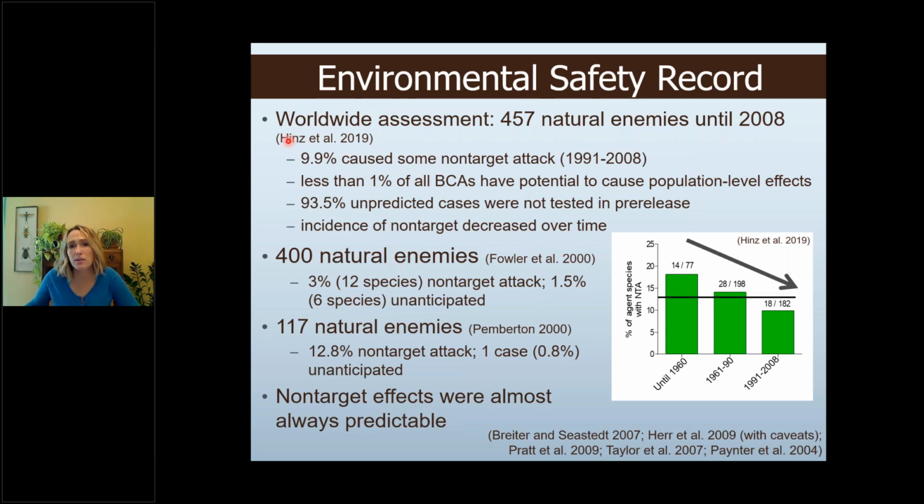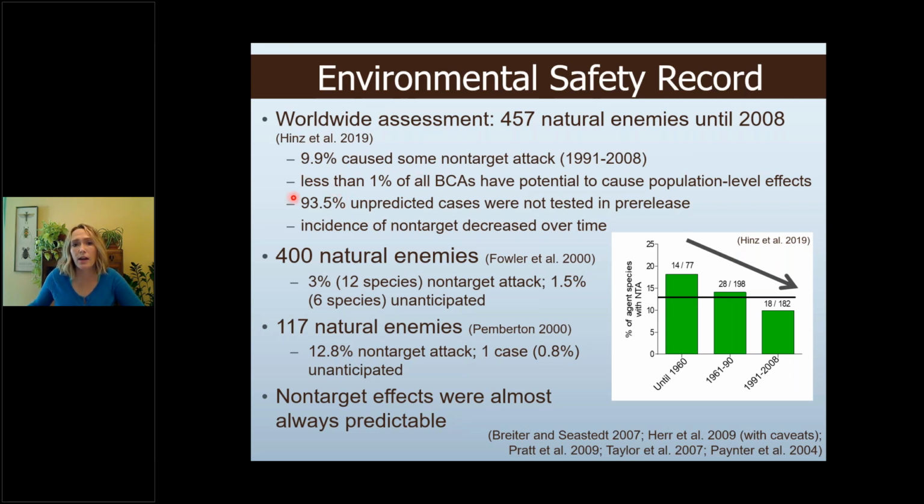A new study came out in 2019 by Hinz et al., where they looked at 457 natural enemies. And of those 457, they found that less than 10% showed some non-target attack. Now, that non-target attack could be something as simple as feeding, so nibbling on plants. But when they looked a little bit deeper, what they found was that less than 1% of those non-target effects actually cause population impacts to that non-target. And so that means we're seeing very, very, very low levels of potential non-target impacts that would have population level attack rates on our biocontrol agents.